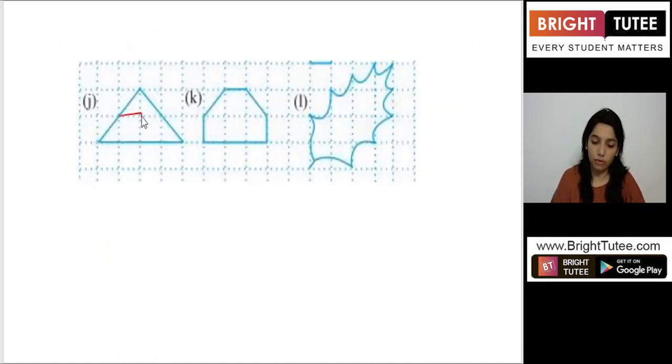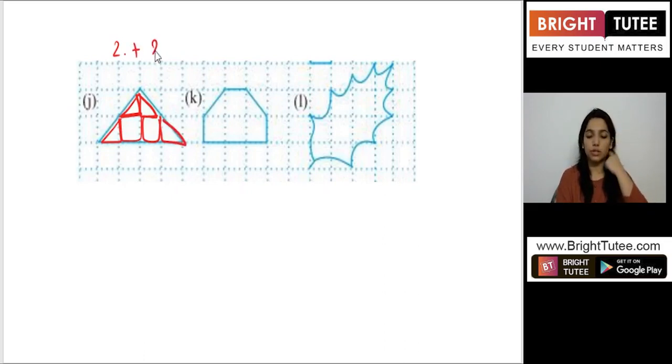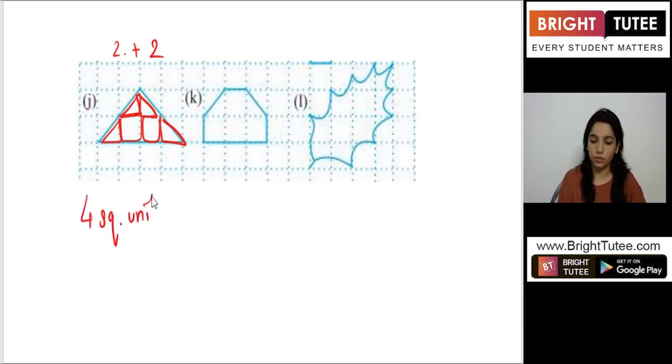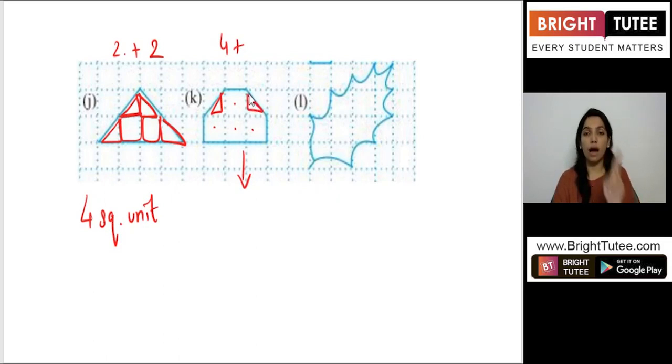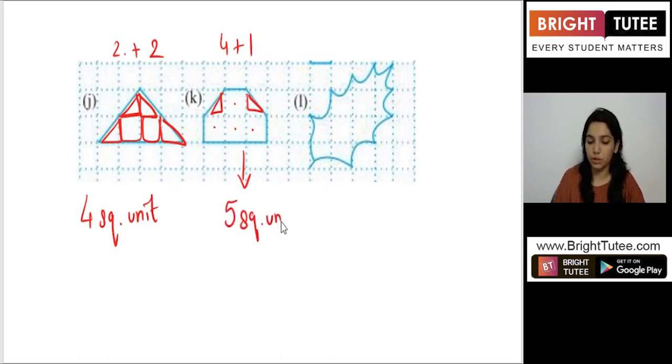Here we can see we have got 2 squares that are the complete squares. Then we have got 1, 2, 3 and 4 half squares. So 4 half squares is 2 full squares. So the answer to this is 4 square units. Now let's see the K part. Here we have got 1, 2, 3, 4 as the full squares. And we have got 1 and 2 as half squares. So 2 halves added to each other makes 1. So the answer is 5 square units. Simple. Now this looks a little complicated. Let us see. I'm sure it's easy.